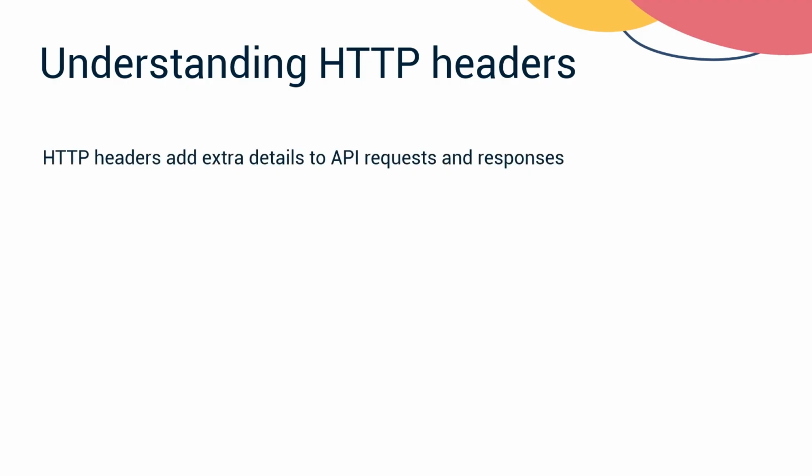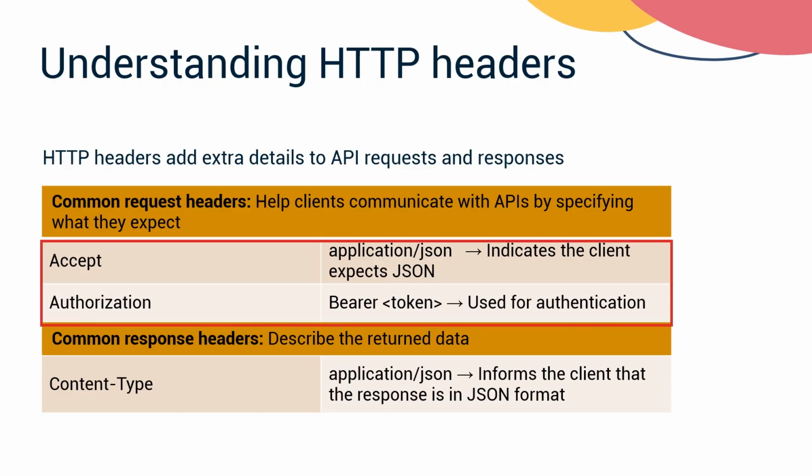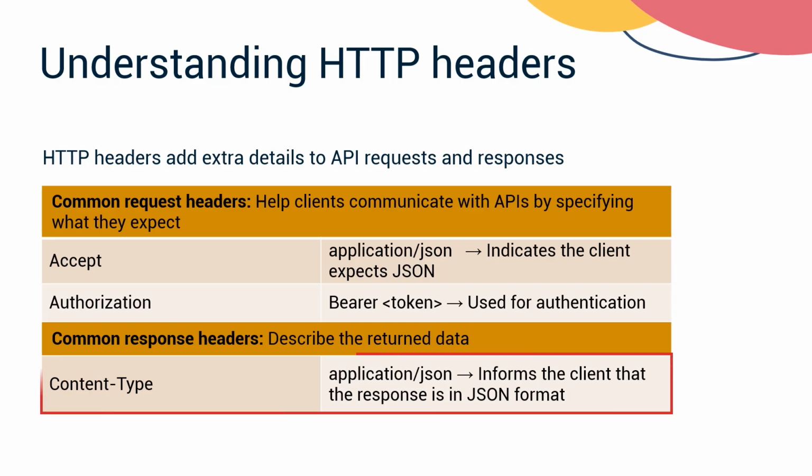HTTP headers add extra details to API requests and responses. Request headers help clients communicate with APIs by specifying what they expect. The accept header tells the server to return data in a specific format, such as JSON, while the authorization header includes authentication credentials. Response headers describe the return data. The content type header informs the client about the format of the response, ensuring proper data interpretation.